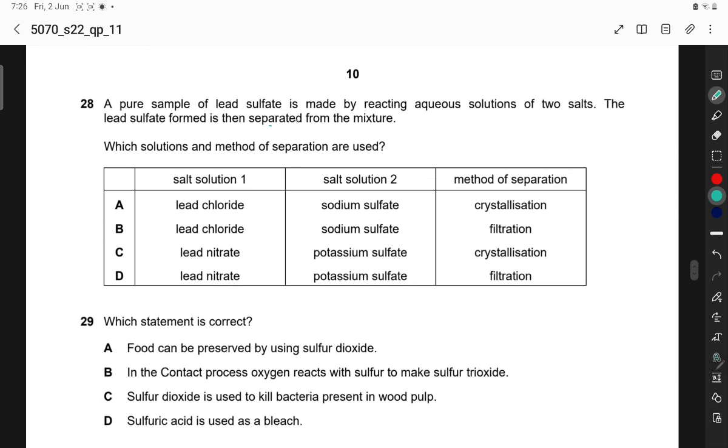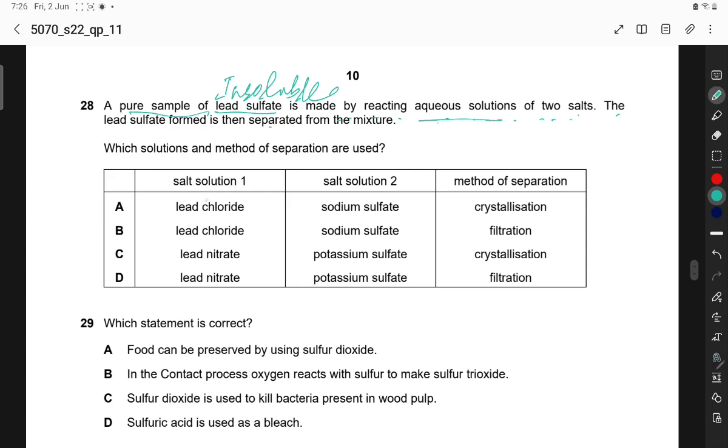A pure sample of lead sulfate is made by reacting aqueous solutions of two salts. Lead sulfate is an insoluble salt, made by reacting aqueous solutions of two salts. So in this option, lead 2 chloride is insoluble and sodium sulfate is soluble. Both should be aqueous, so it is incorrect. Lead 2 chloride is solid, this is aqueous, so it is also incorrect.